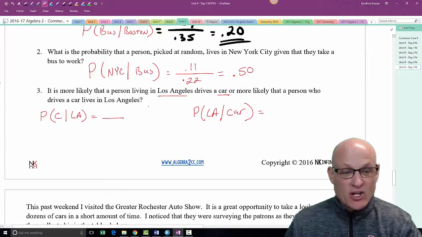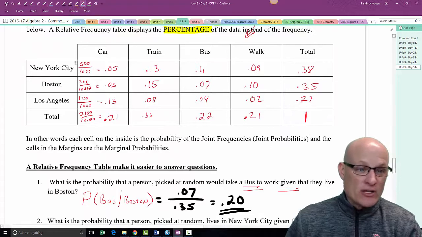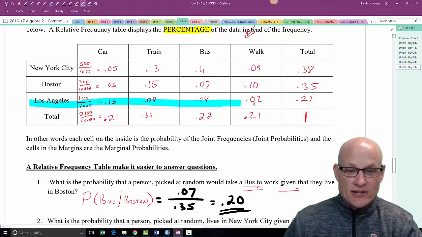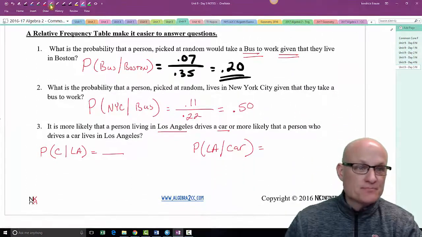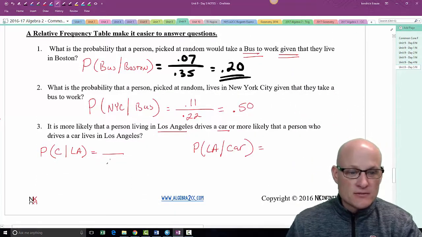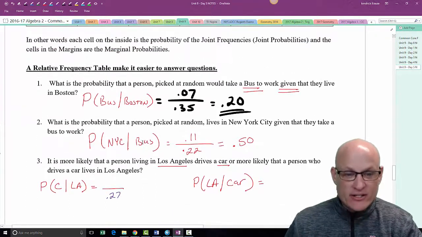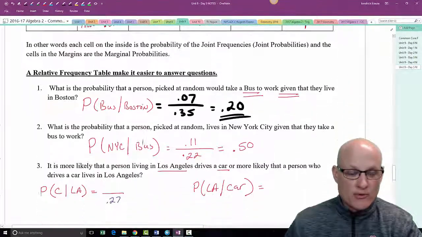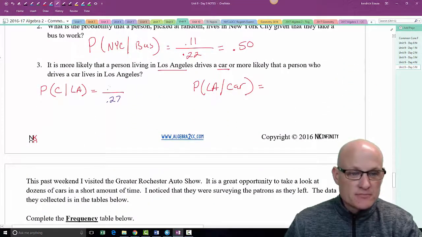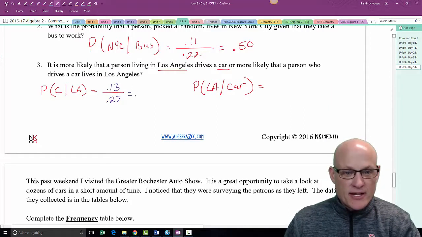So given I live in Los Angeles is now my universe. It's the only thing I can think about. Live in Los Angeles, 0.27 is my denominator. What is the probability I drive a car given that I live in Los Angeles? Car would be 0.13. And if I did that on my calculator, I think I get 0.481.